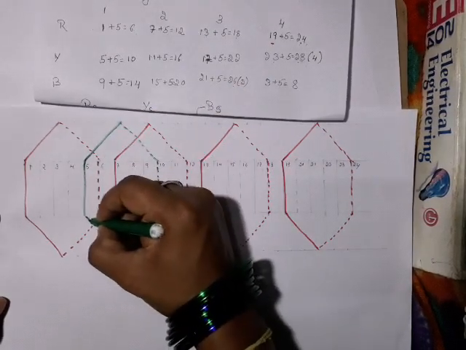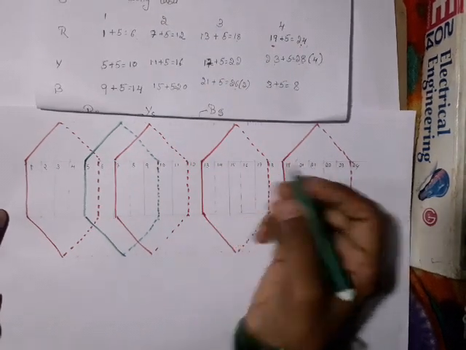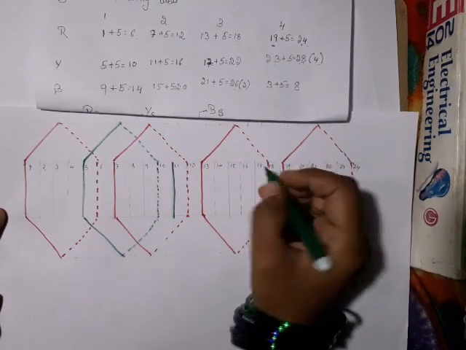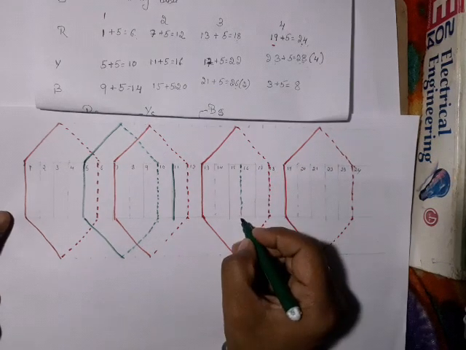So what is the next combination? 11 is connected to 16. Here we have 11. I'll go a little bit fast. 11 is connected to 16.